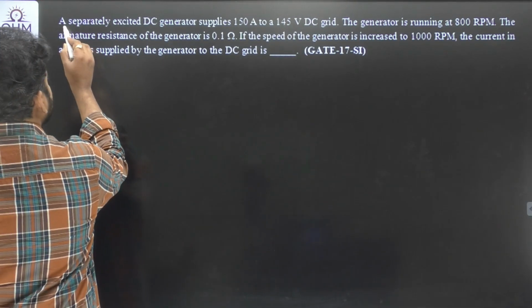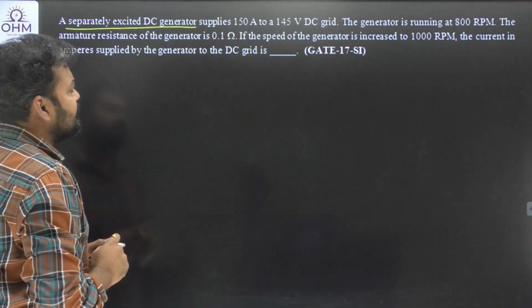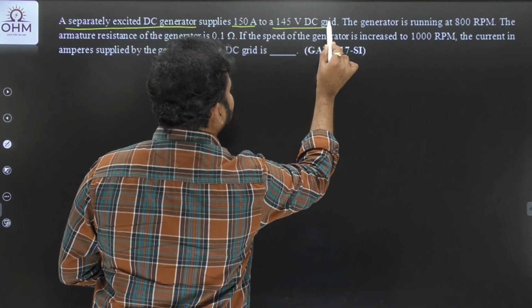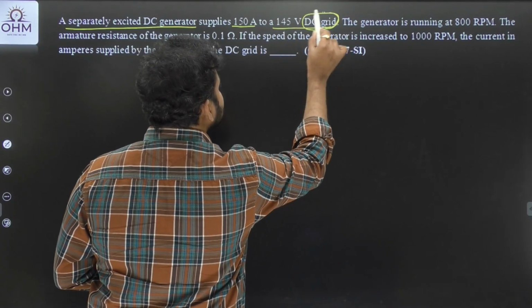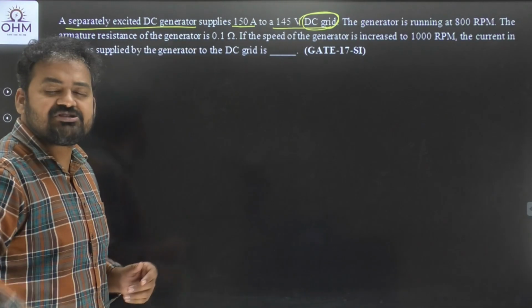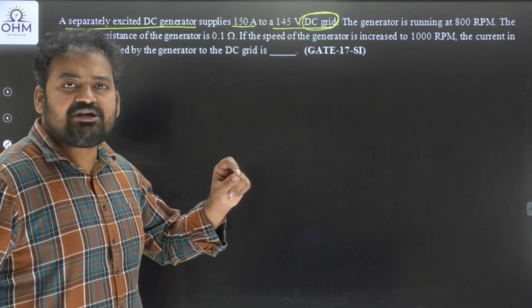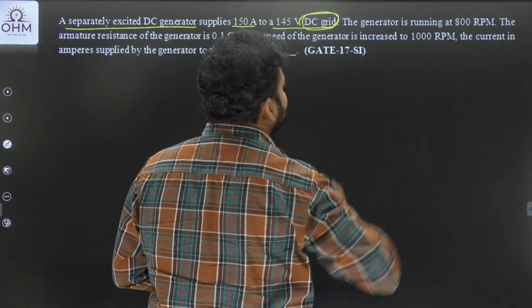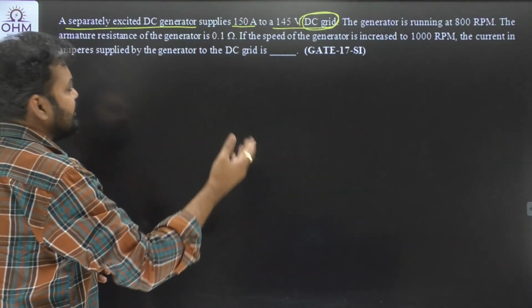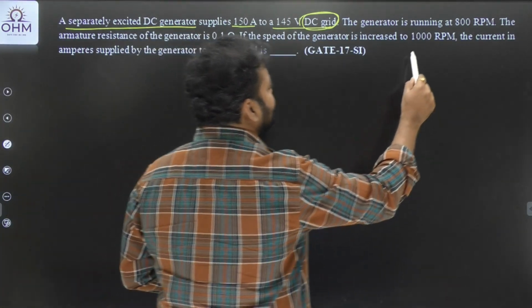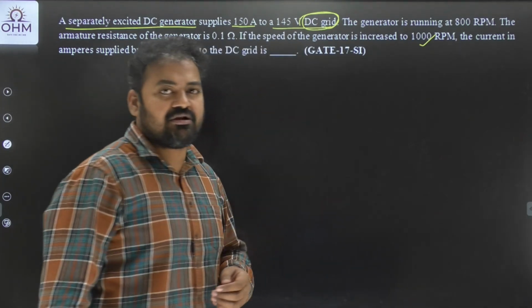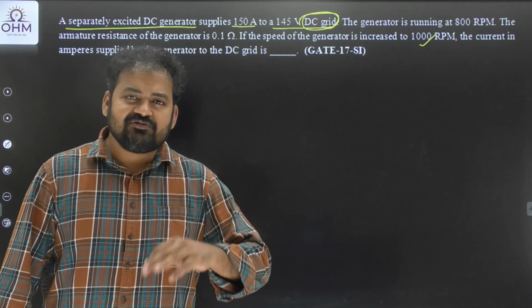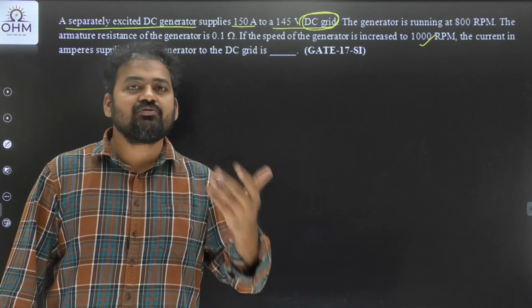First of all, it is a separately excited DC generator. Initially supplying 150 ampere to a 145 volt DC grid. Remember guys, DC grid means indirectly it's a DC bus bar. As it is a bus bar, its voltage will be constant always. The generator is running at 800 RPM. Now what happened in the next case? The speed is increased to 1000 RPM. What is the new current generated? So first case machine was rotating at 800 RPM. If speed increases to 1000 RPM, what is the new current generated?